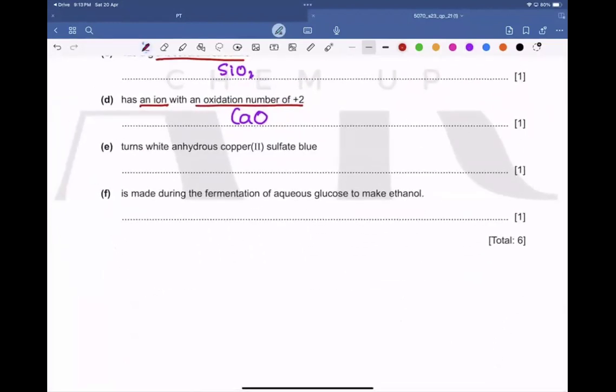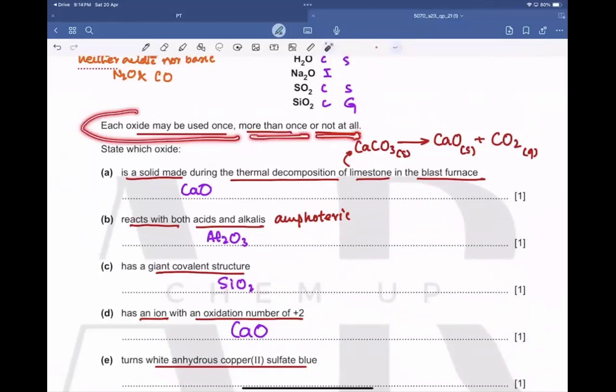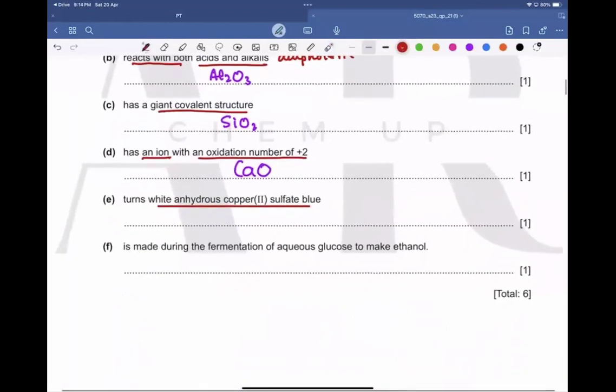Now, turns white anhydrous copper sulfate blue. Which oxide does this? Very good, Abdul Hadi. Yes, Rahim, we can write it twice. See, they have mentioned over here, each oxide can be used once, more than once, or not at all. Yes, Mustafa. Very good. So the oxide which turns white anhydrous copper sulfate blue, making it hydrated, is water, H2O, because the copper sulfate absorbs water. It's the oxide which does this.